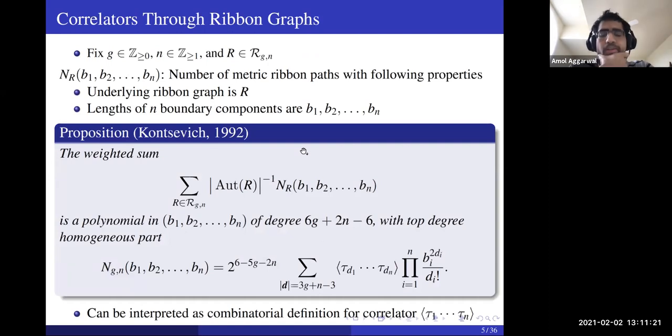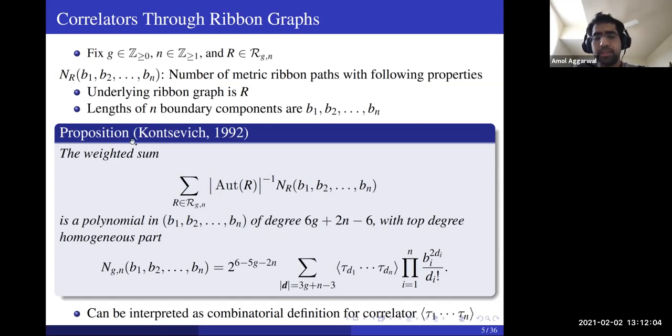So under this notation, we can propose a more combinatorial definition of these correlators, which is the following. To define it, let's fix some g, which is a genus, n, which is the number of boundary components, and R, which is a ribbon graph with genus g and n boundary components. We'll let N_R(b1, b2, all the way up to bn) denote the number of integral metric ribbon graphs with the following property. First, the underlying ribbon graph is R, and the lengths of the n boundary components are b1, b2, all the way up to bn.